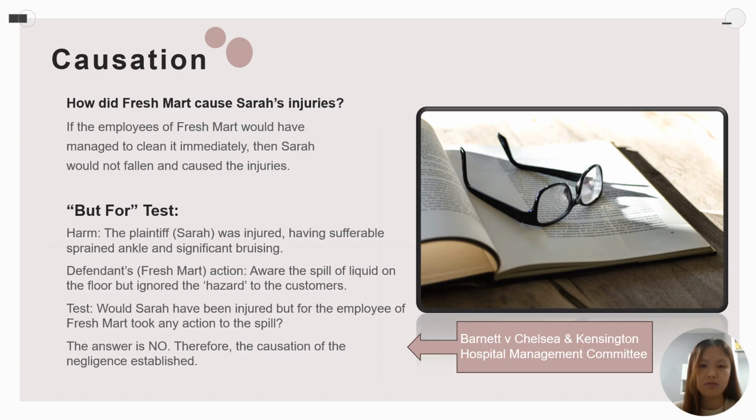Moreover, causation. The but-for test can be applied here. First is harm: the plaintiff was injured. Then is the defendant's action: they were aware of the spill on the floor for that period but ignored it. So the test asks: would Sarah have been injured but for the employees of Freshmart not taking any reasonable action on that spill? The answer is no. Therefore, causation of the negligence in this case has been formed. We can refer to the case of Barnett v. Chelsea and Kensington Hospital Management Committee about the test.